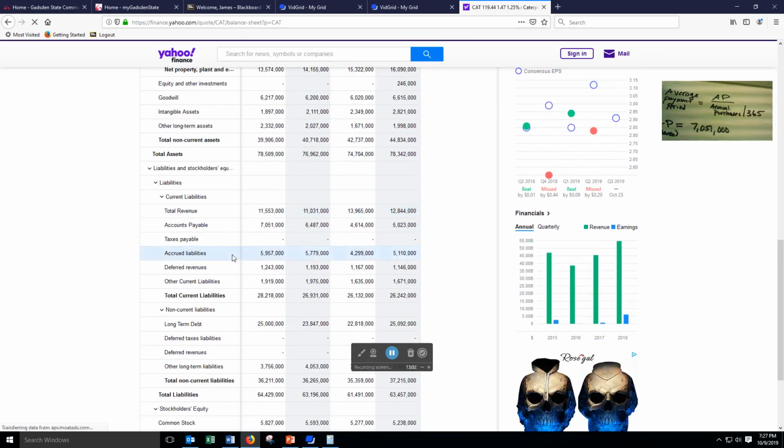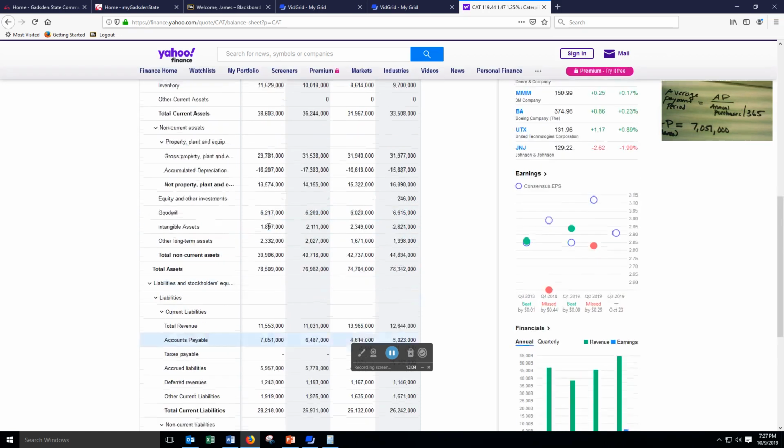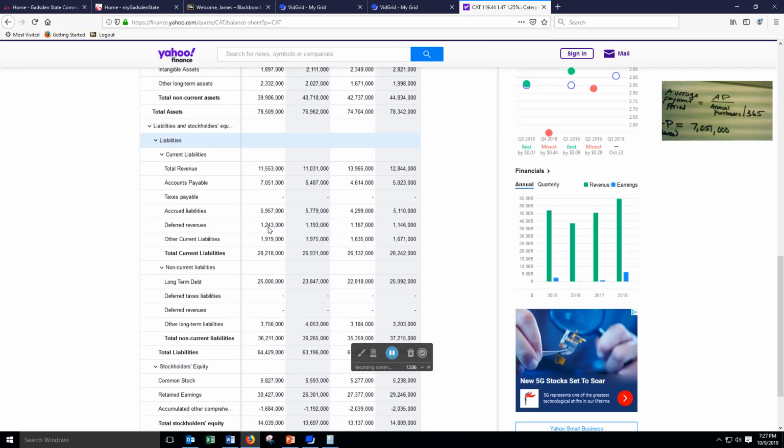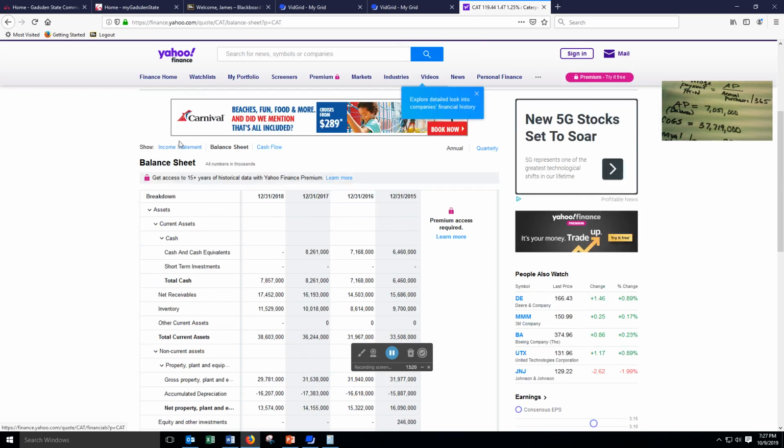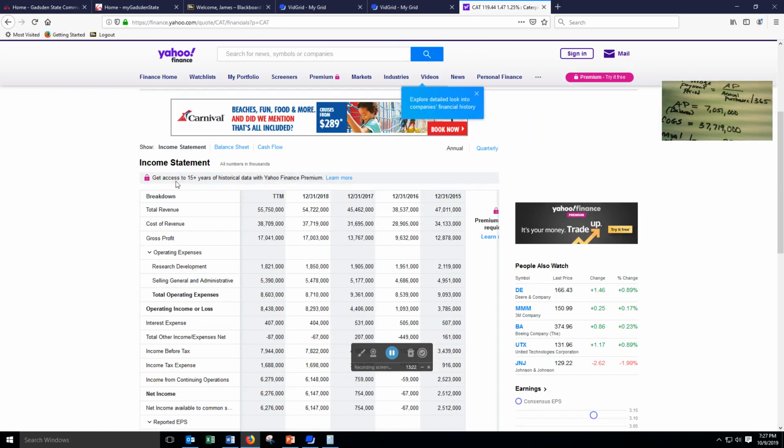So we go down here to liabilities. You can see right there, accounts payable, $7,051,000,000. I've written that down here. The next thing we need is the cost of goods sold. I found that on the income statement.